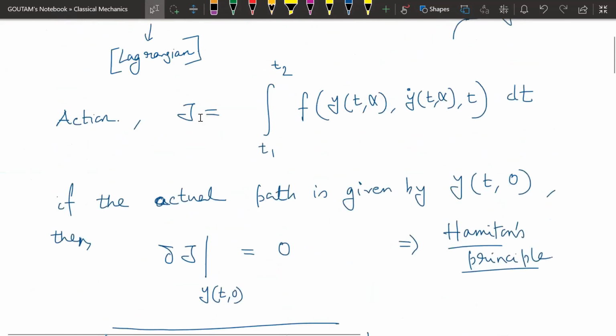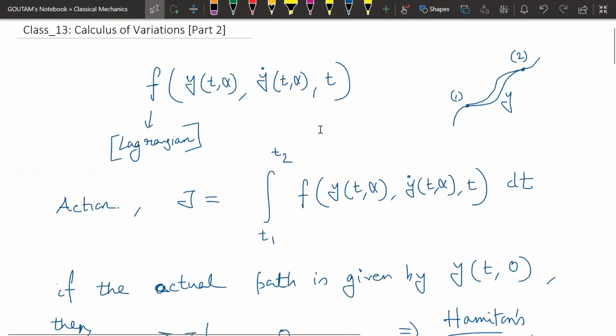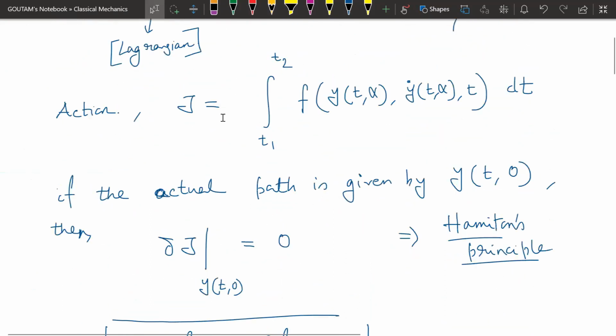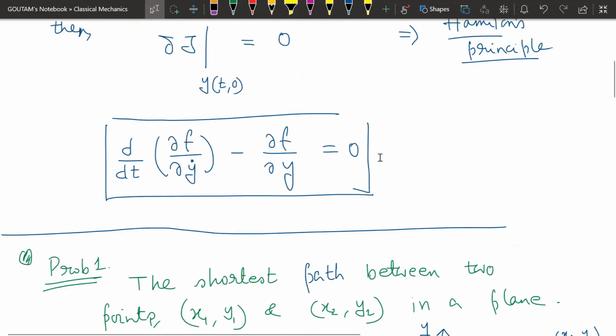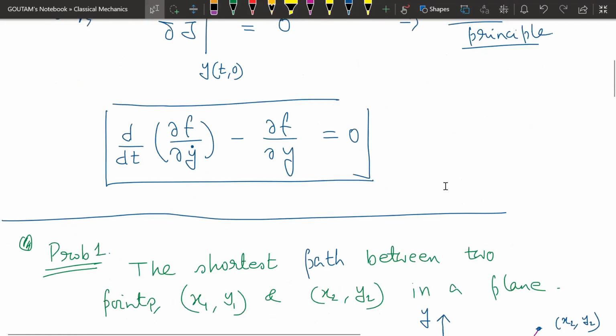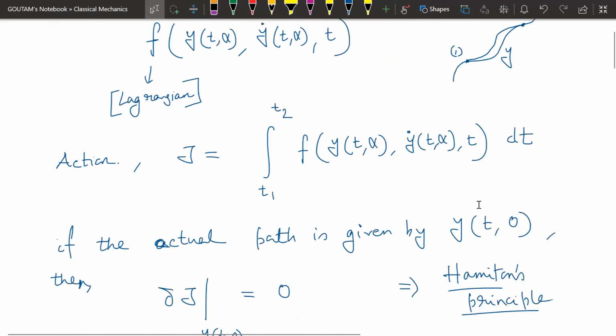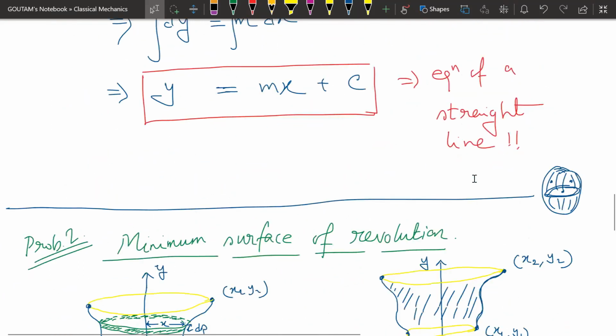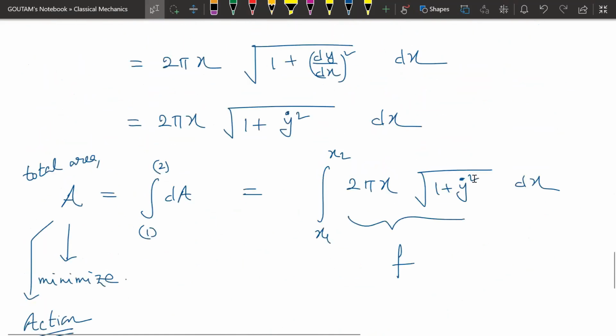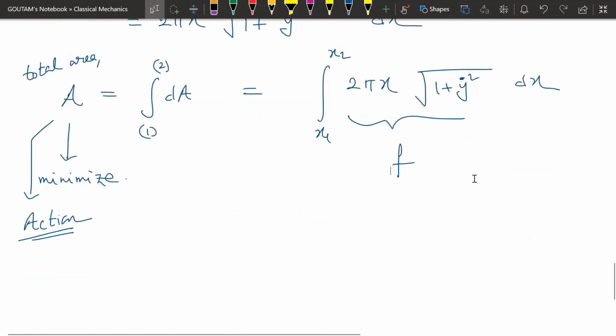This is the action, where the quantity except this dt part is the Lagrangian. And we want to minimize, or rather extremize, this action J. In that case, we will get the equation which is called the Lagrangian equation. This is for one variable; for multivariable, we will derive it later. Here, similarly, this is the action and we want to minimize it.